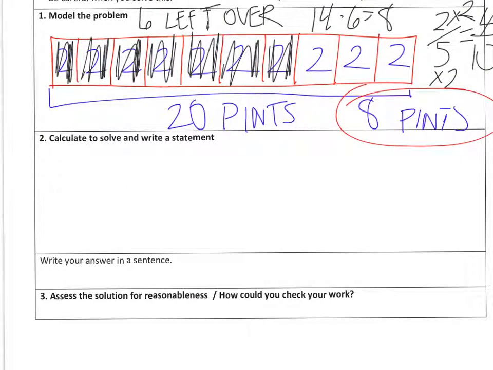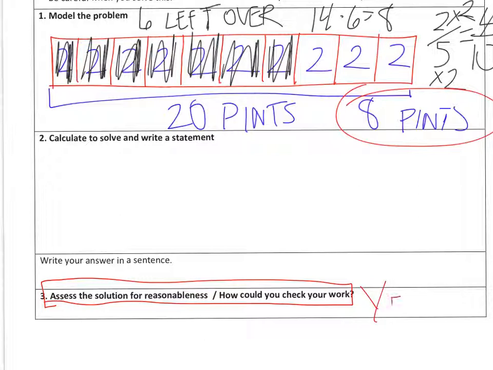So does our answer make sense? Well, let's see. We're saying that she used up 14 pints and had 6 left over. That works. That sounds like a reasonable fraction of 20. And she needs to buy 8. Yeah, we don't have any weird numbers. We're not saying that, oh my gosh, she would need to buy 55 pints to get to 14. So yes, I think we sound reasonable.